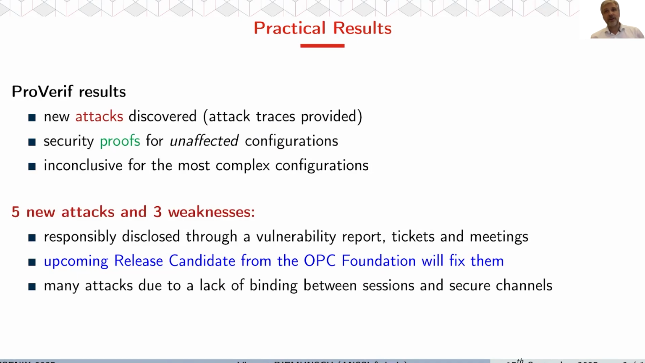We managed to find 5 new attacks and 3 weaknesses that were responsibly disclosed to the OPC Foundation through a vulnerability report, tickets, and meetings with the security group. The Foundation acknowledged and has fixed them in the latest release candidate version of the specifications, however, through new security policies. Many attacks were due to a lack of binding between sessions and secure channel.